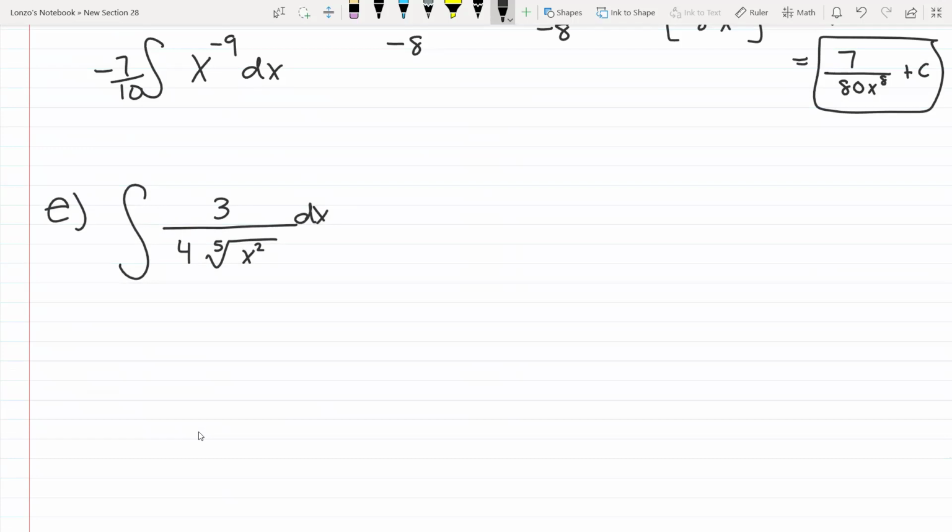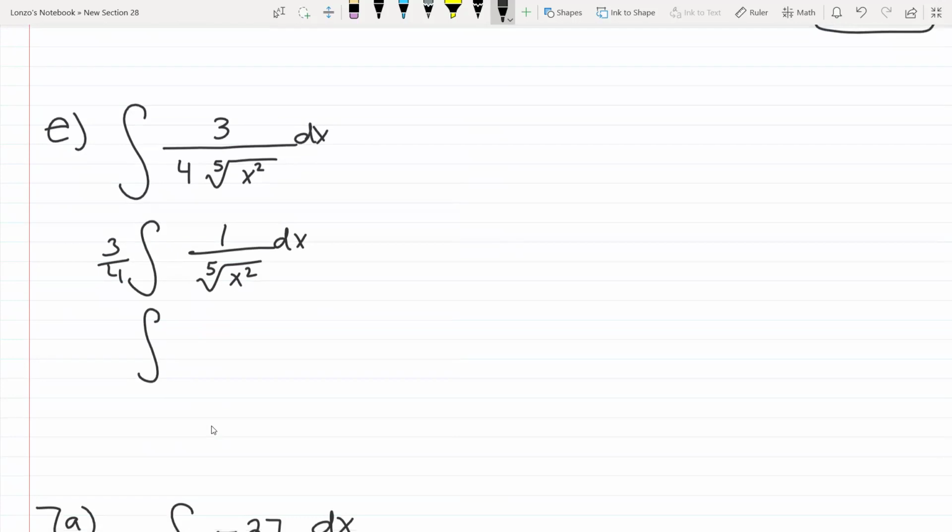Okay, E. First take out the constant, which is 3/4. And then you're left with 1 over the 5th root of x squared dx. So how do I write the 5th root of x squared as a power? I think it's going to be x to the 2/5. Yes, 2/5, that's right.